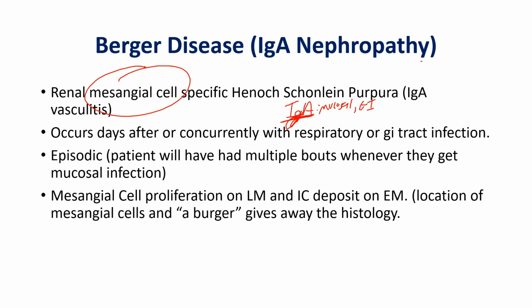Now, we compared IgA nephropathy earlier in the video to acute poststreptococcal glomerulonephritis, and I said that in acute poststrep, you get symptoms 2 to 4 weeks later, you would then have the symptoms of the glomerular inflammation and all the issues that come with that.